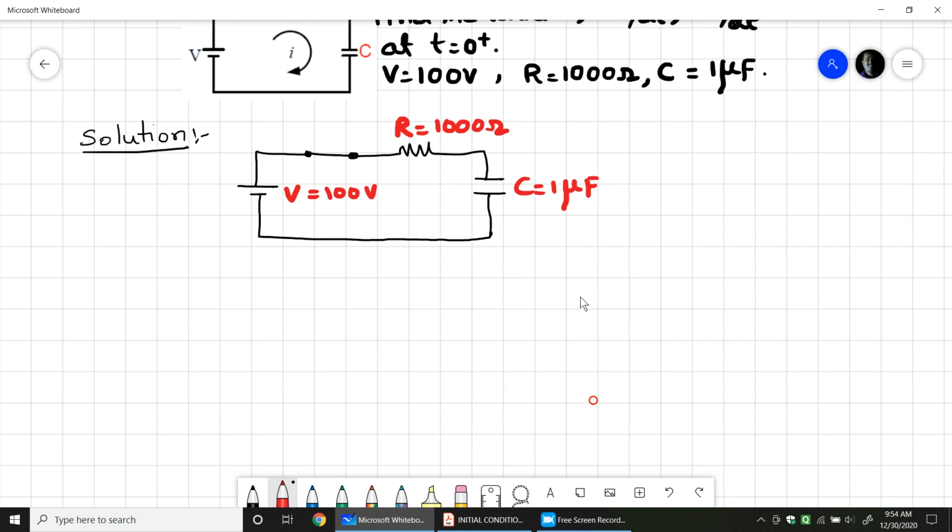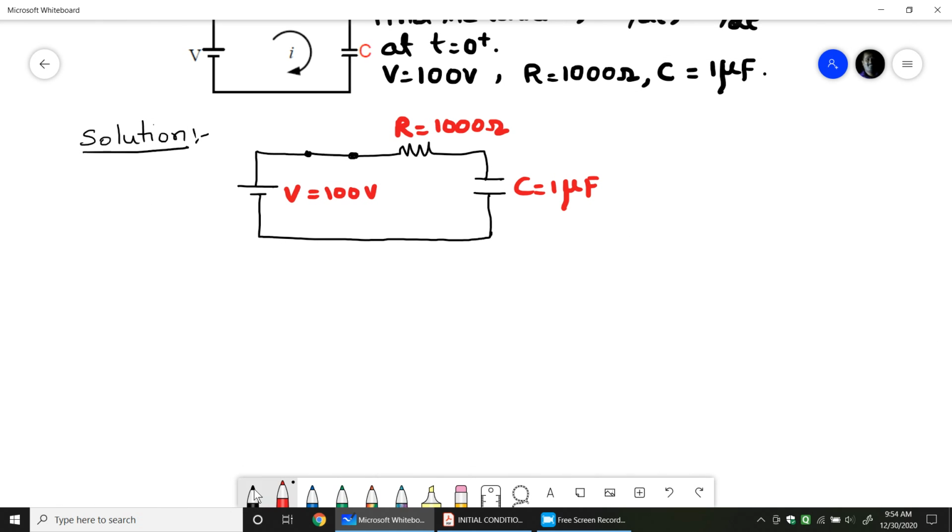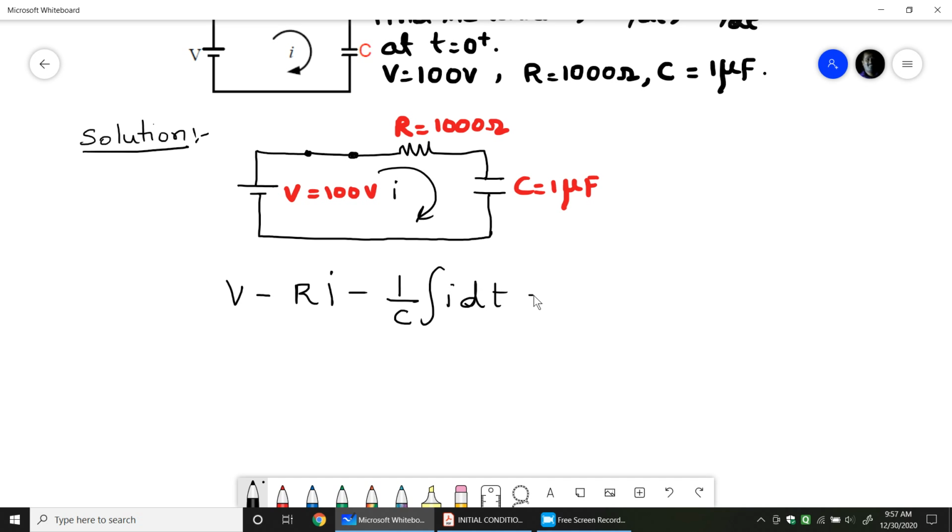Now if I write the equation for this particular circuit, we get V minus R into I, where I is the current, minus 1 over C integration of I dt equals 0. So here we are writing the equation. Therefore V would be equal to Ri plus 1 over C integration of I into dt. So this would be equation 1, which we can keep aside.